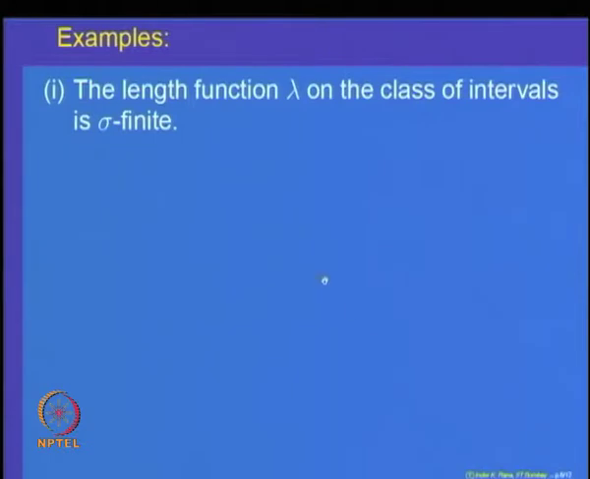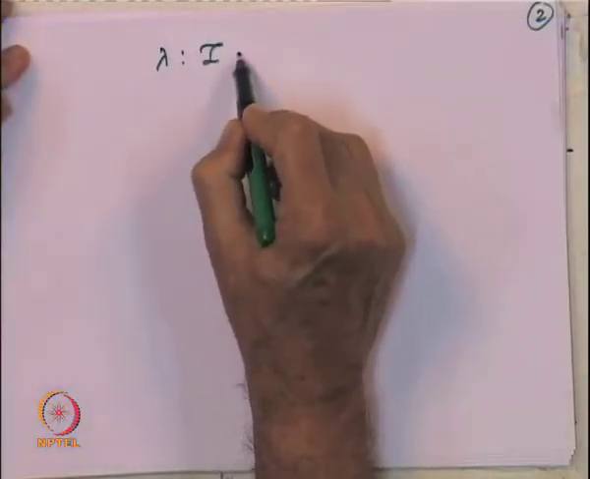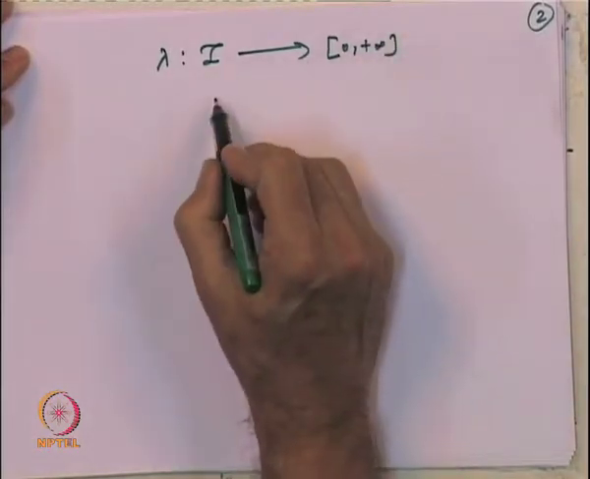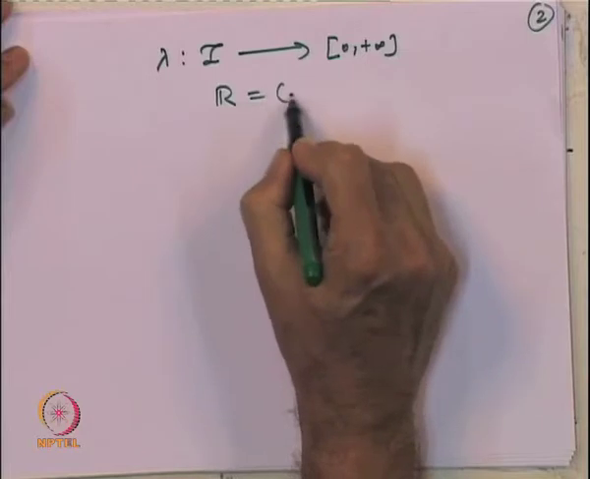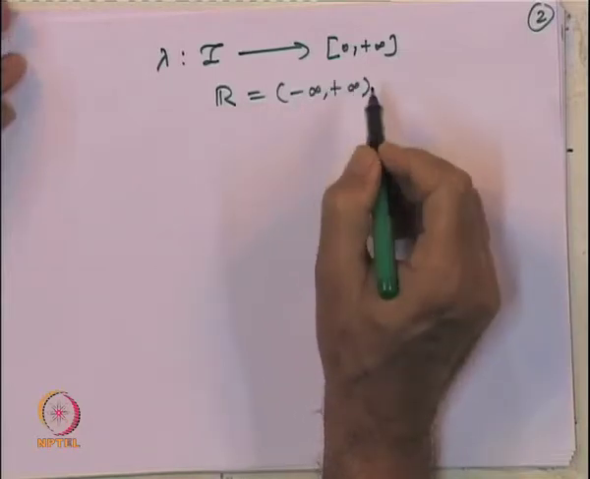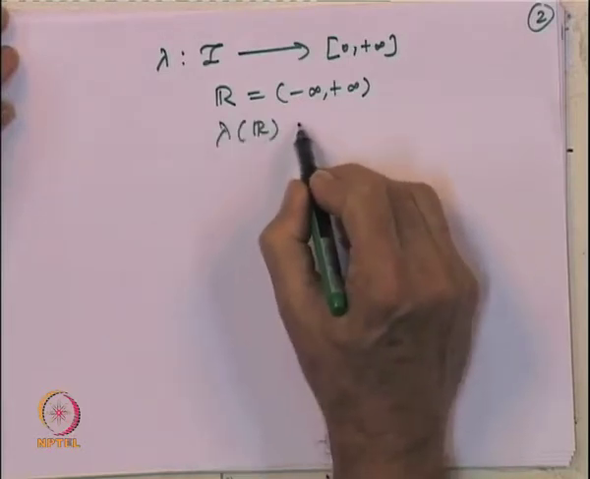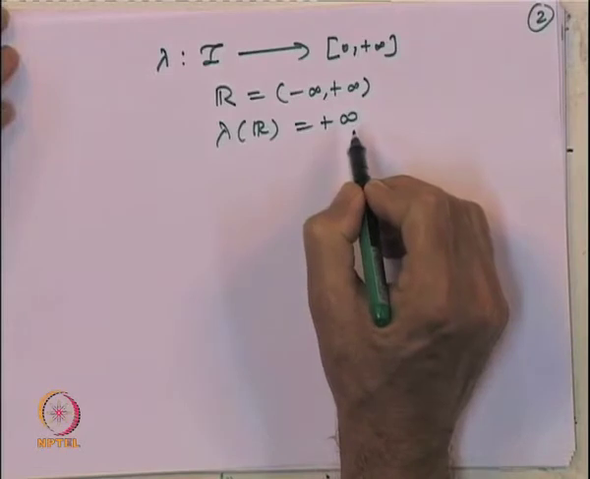Let us look at some examples of set functions. So, the length function lambda on the class of all intervals is sigma finite. That is easy to see. Why is the length function sigma finite? Here is the length function lambda on the class of all intervals taking values in 0 to infinity. The whole space, that is the real line, of course, is the interval minus infinity to plus infinity, and length of R, we know it is not finite, it is equal to plus infinity.